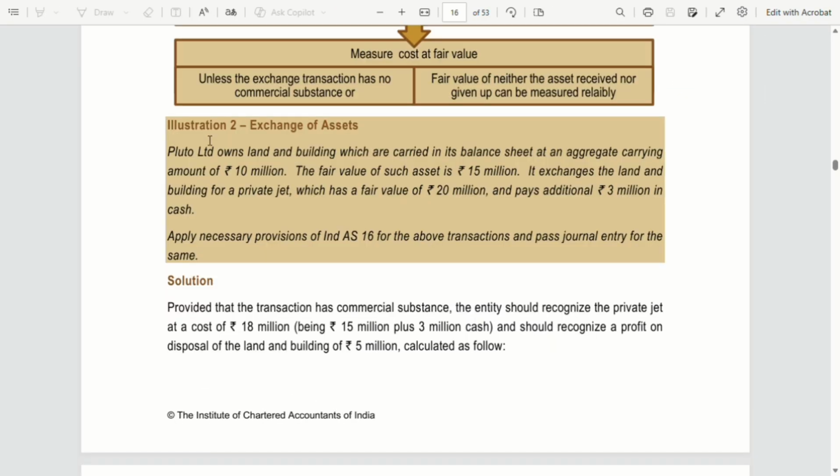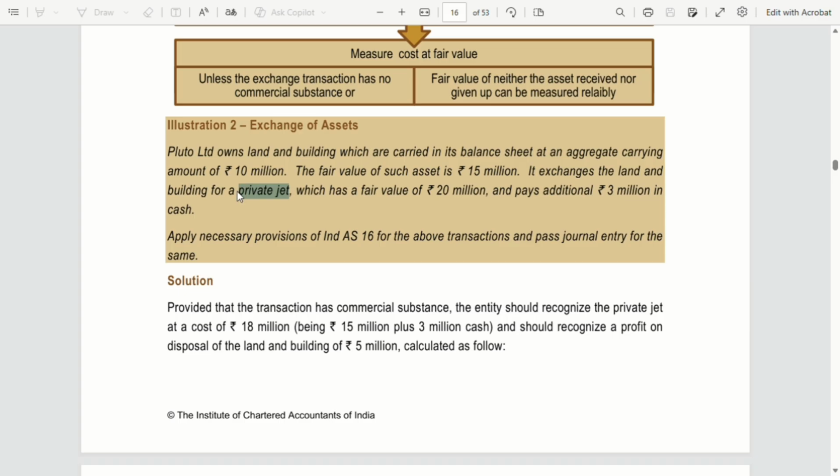Now let's see this question. Pluto Limited owns land and building which are carried in its balance sheet at an aggregate carrying amount of rupees 10 million. So this is the carrying value of land. The fair value of such asset is 15 million. So this is the fair value of this land and building. It exchanges the land and building for a private jet.